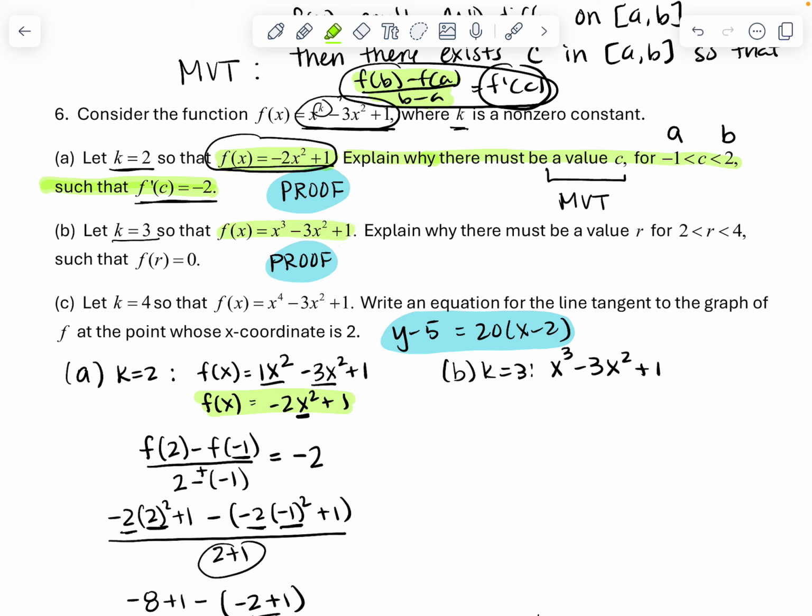Then it says explain why there must be a value r between 2 and 4 such that f of r equals 0. Don't worry that they changed this to r. They can call it any variable you want. Usually for mean value theorem they call it a c, but in this case they just called it an r. But you're trying to show here that f of r actually equals 0. So how would I do that? It says explain why there must be a value r between 2 and 4 such that f of r equals 0.